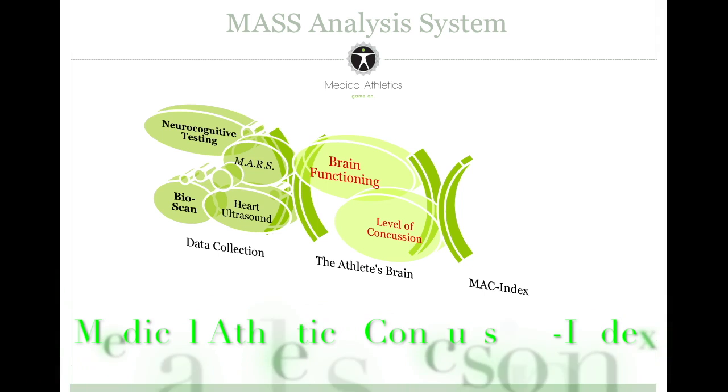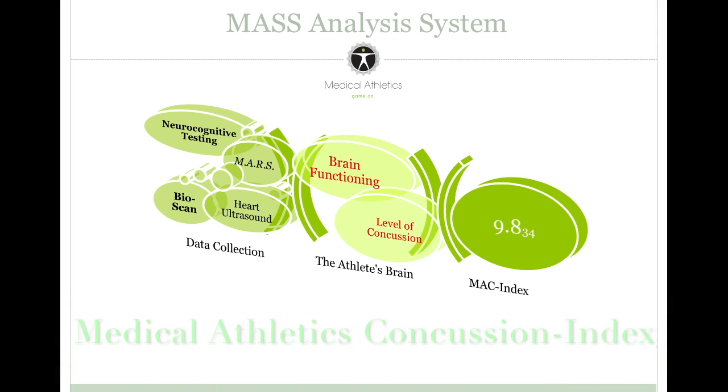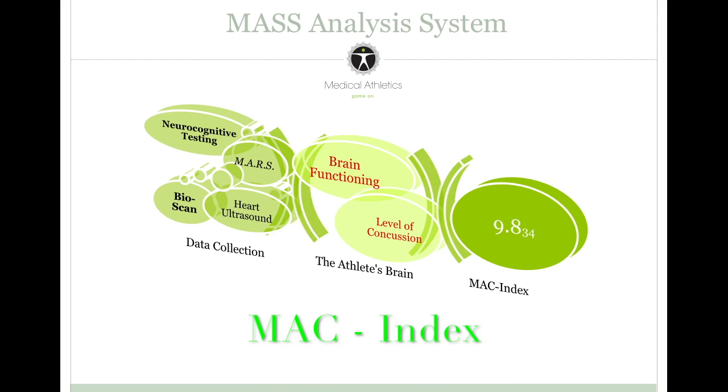Our software then generates the Medical Athletics Concussion Index, or MAC-Index. This score is a number between 1 and 10 that tells our doctors how bruised your brain is, or if there is a concussion at all. The Medical Athletics software collects data about your brain by using a practice-proof neurocognitive test, MARS testing, and bioscan technology to understand the brain's blood flow. Your athletic trainer or coach can use our heart ultrasound to tell them if it's safe for you to play.